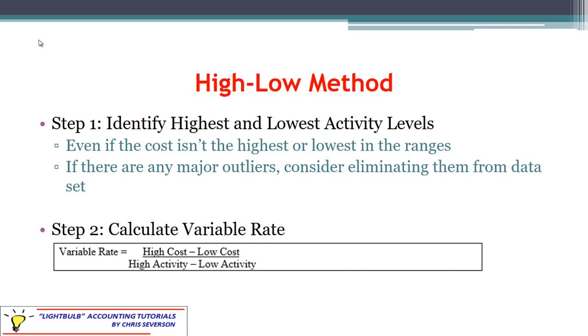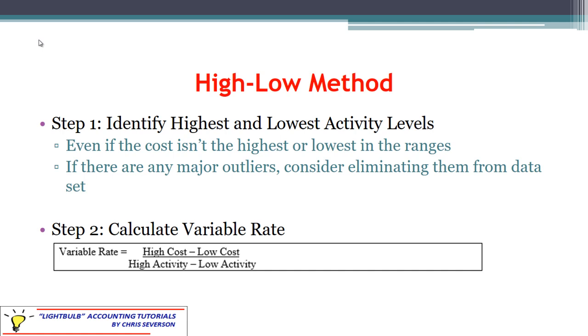Now, the other thing here, when we see this range of data, this may make a little more sense, but if we see any major outliers that are just far away from the pack as far as the numbers, we may want to consider eliminating them because it may skew our data, especially based on the fact that we intentionally use highest and lowest activity levels.